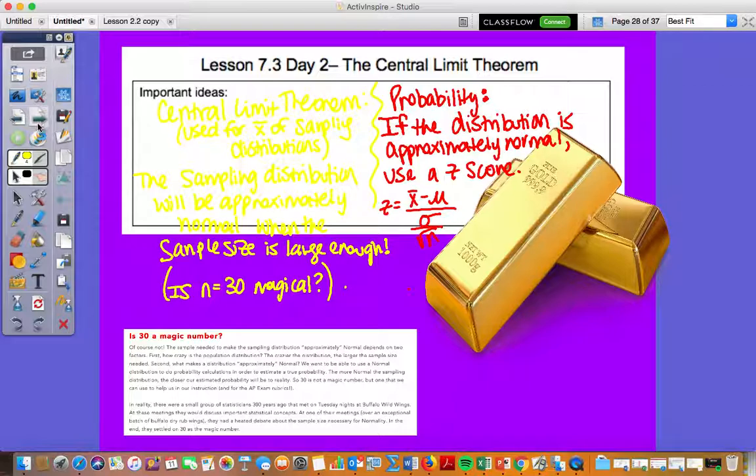If you are wondering, do I get this? The Check Your Understanding for 7.3 day 2 is very important. Check that out, all right?